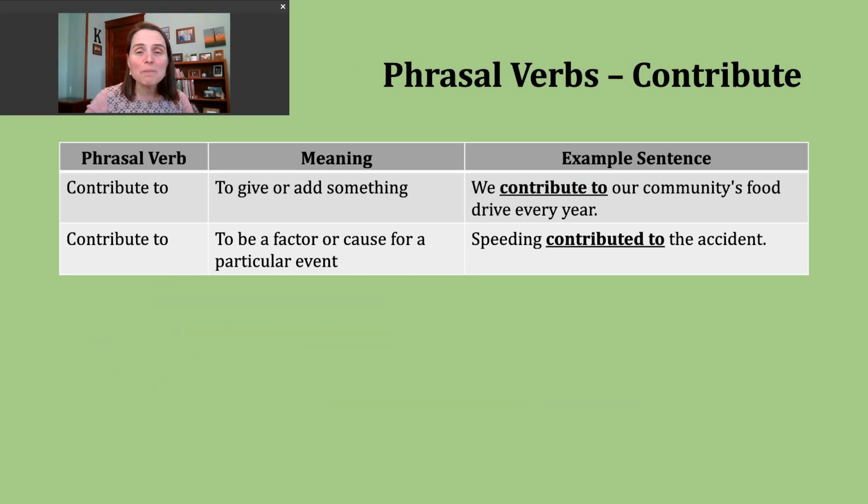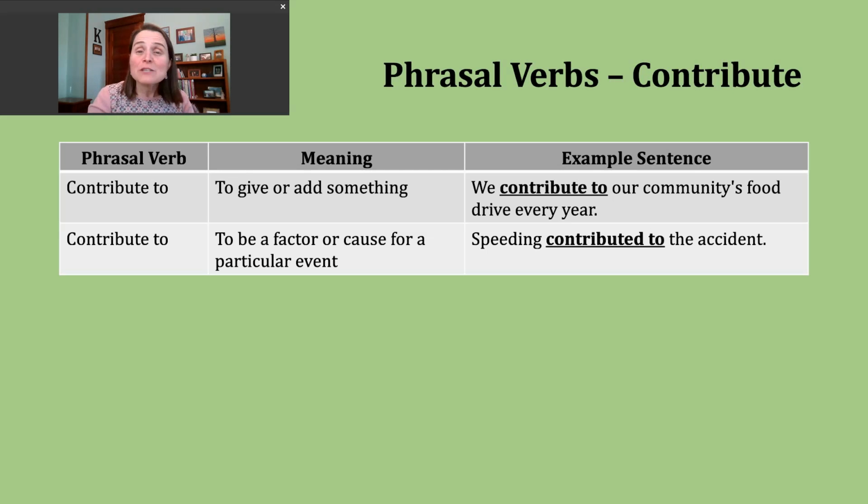Now, I do have a couple of phrasal verbs for us to talk about. We're actually going to be looking at different meanings for contribute to. One way the phrasal verb contribute to gets used can mean to give something or add something to something else. An example of this might be, we contribute to our community's food drive every year.